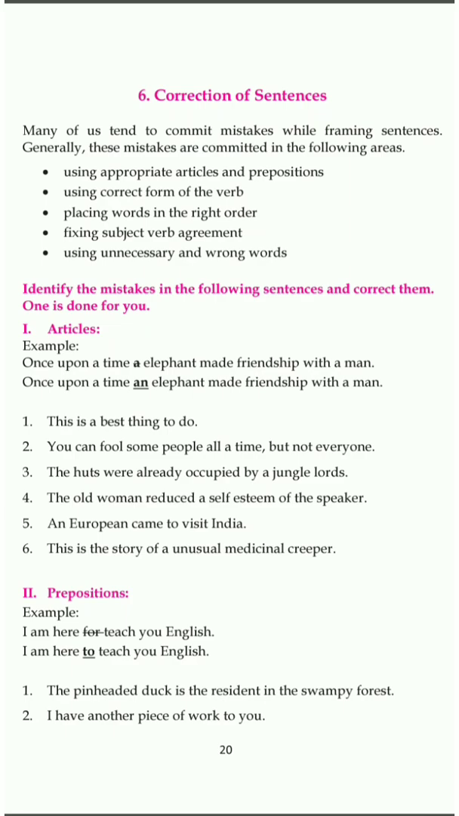Look at that. "Once upon a time, a elephant." You identified the mistake there. What is that? A elephant. We don't use "a" in front of the words which begin with vowel letters or sounds. Here, elephant, E is a vowel letter as well as a vowel sound. So it must take "an". So that is the mistake there. So you have to rewrite them.